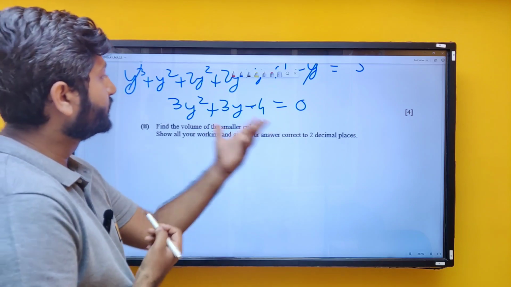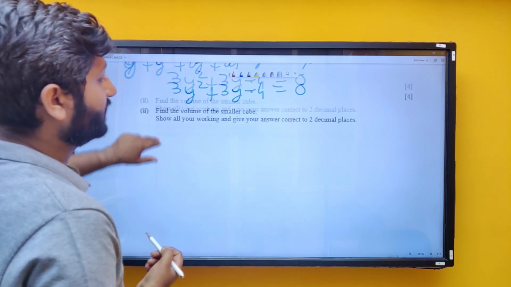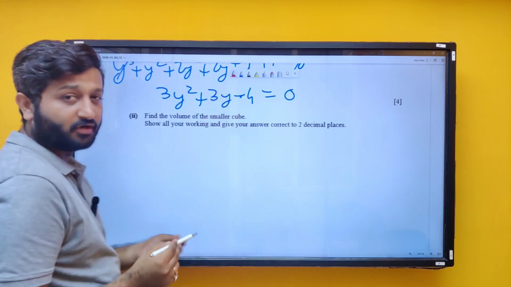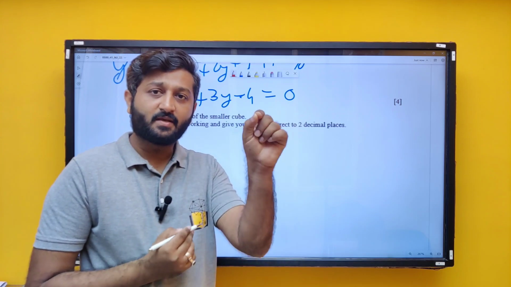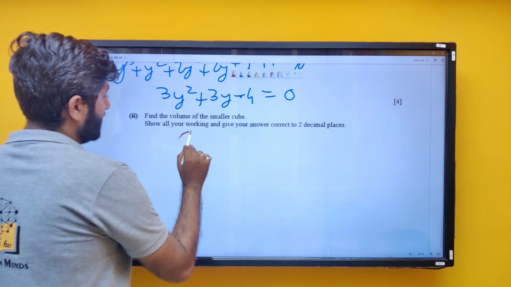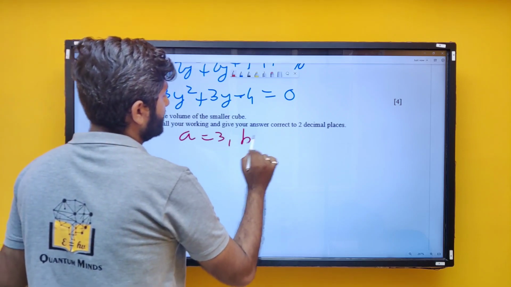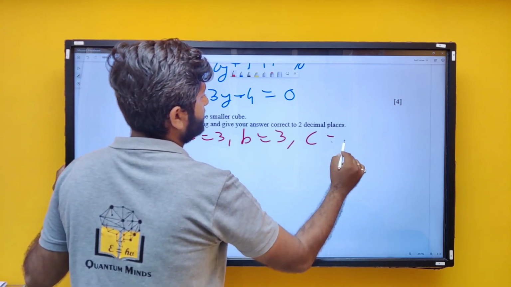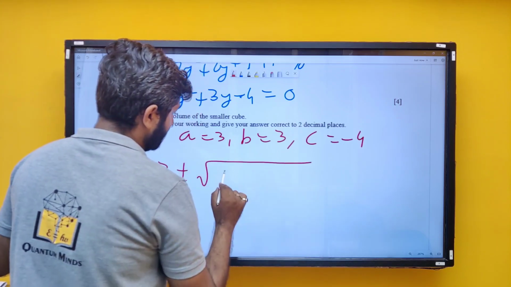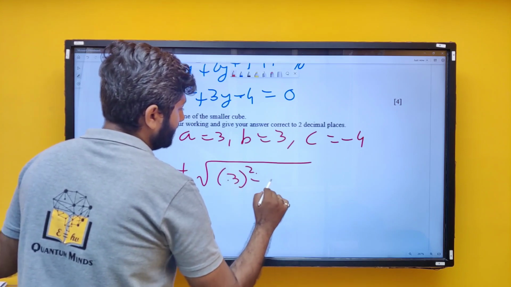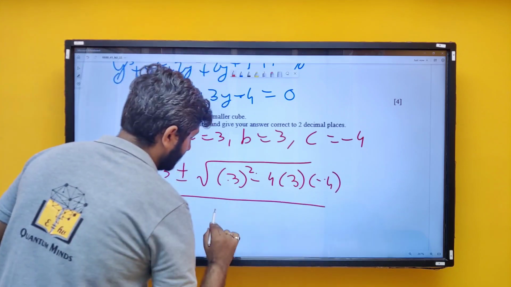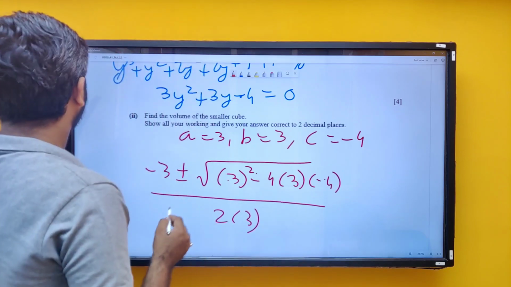Find the volume of the smaller cube. Give your answer to 2 decimal places. Okay, so I think we will not be able to split this middle term. So we'll have to use the quadratic formula, which is minus b plus or minus root of b square minus 4ac, upon 2a. So my a is 3, b is 3 and c is minus 4.